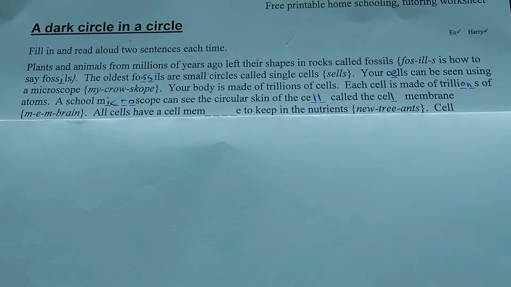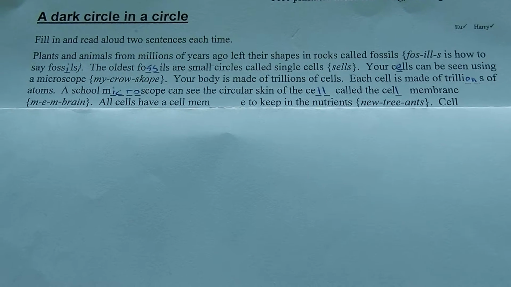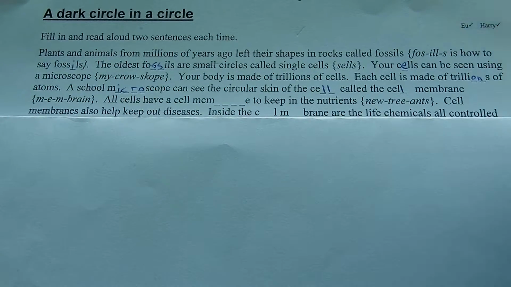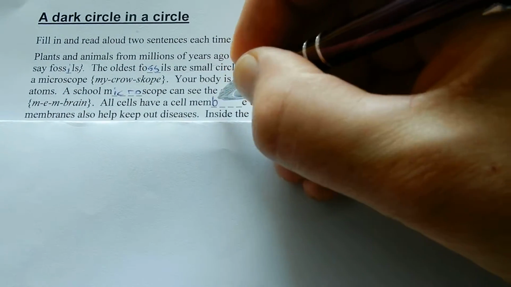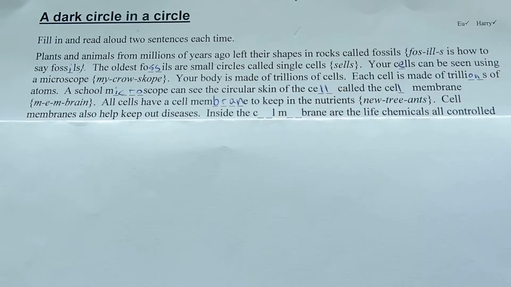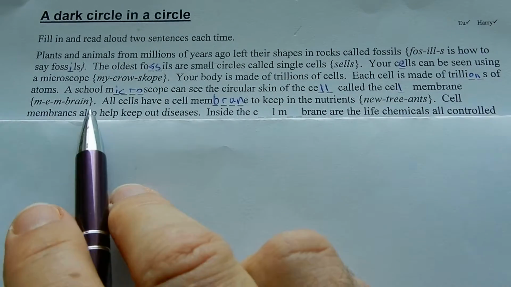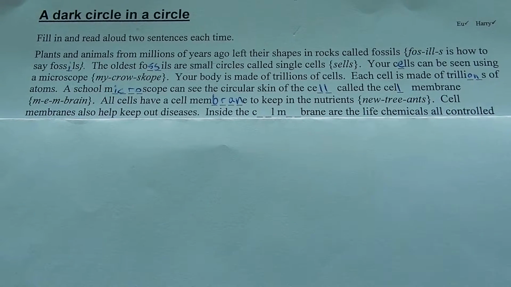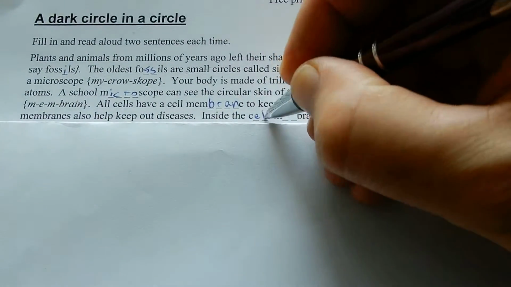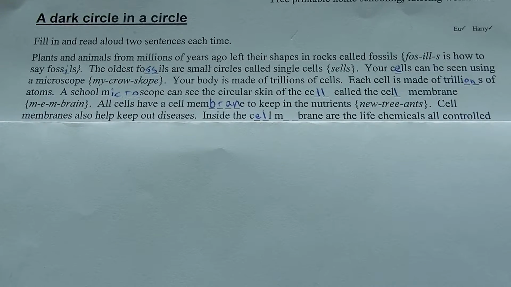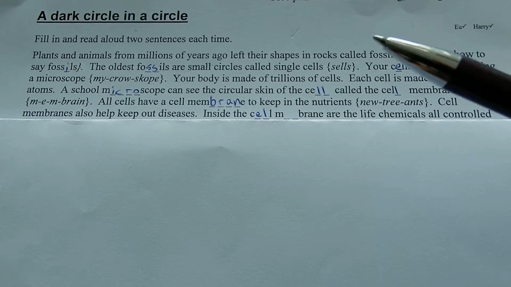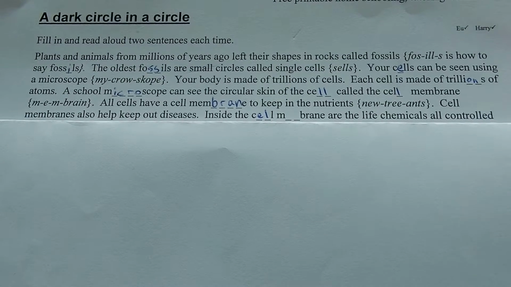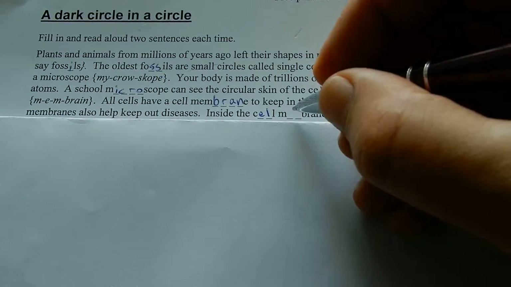All cells have a cell membrane to keep in the nutrients. Cell membranes also help keep out diseases. Disease-causing organisms like bacteria and viruses have to fight their way through the cell membrane in order to get to the insides of the cell and start munching away.